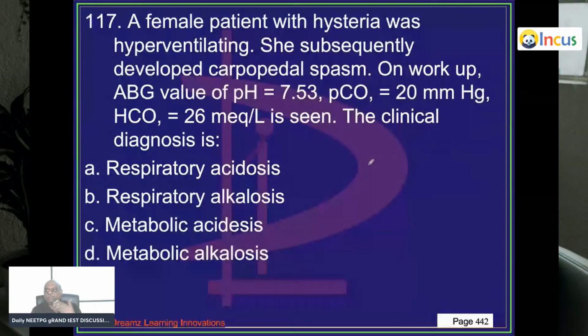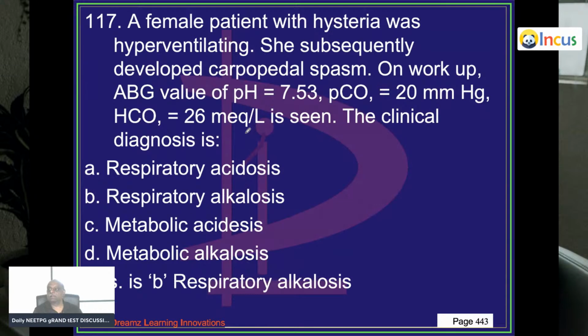A female patient with hysteria, hyperventilating, developed pH 7.53 alkalotic and PCO2 of 20, bicarb is 26. What is your diagnosis? Metabolic... PCO2 తగ్గింది. Respiratory alkalosis. Metabolic alkalosis means this should be very high.